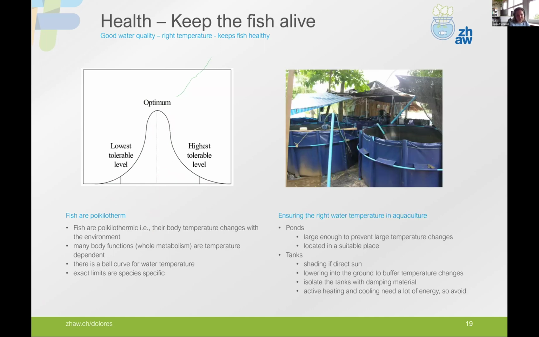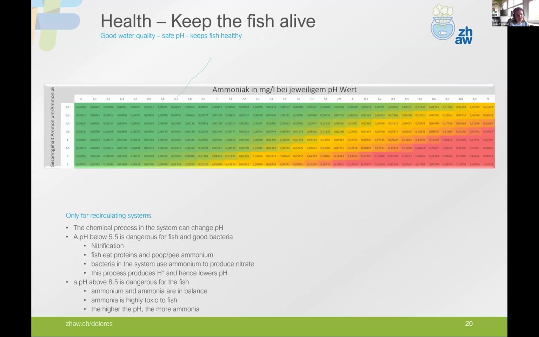Keep your ponds large enough and in a suitable place, so that you ensure a correct water temperature. And your tanks, you can shade them if they are directly in the sun. You can isolate them, or you can even bury them a bit, at least half in the ground, so there's basically a temperature buffer. Have in mind that active heating or cooling with electricity is very, very energy demanding and can be very expensive, so I would avoid it if possible.